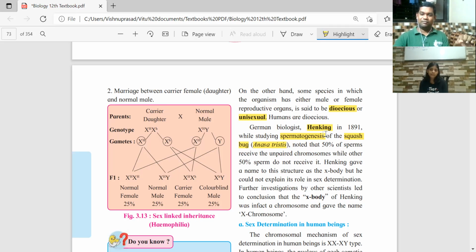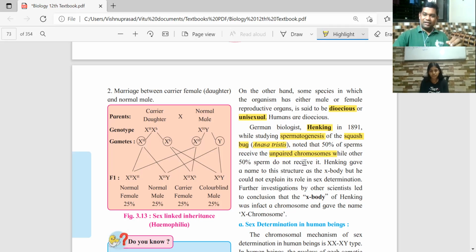What he observed in this insect was that during spermatogenesis, 50% of the sperms received the unpaired chromosomes. If we say XX and XY, we have called these the sex chromosomes in human beings. XY is unpaired because there is only one X and one Y. So in this insect, what he noted for the first time was that 50% of the sperms receive this unpaired one and the remaining 50% do not. That means the sperms receive one chromosome each, either unpaired or not; it is distributed equally. Only in the sperms he saw that for the first time.